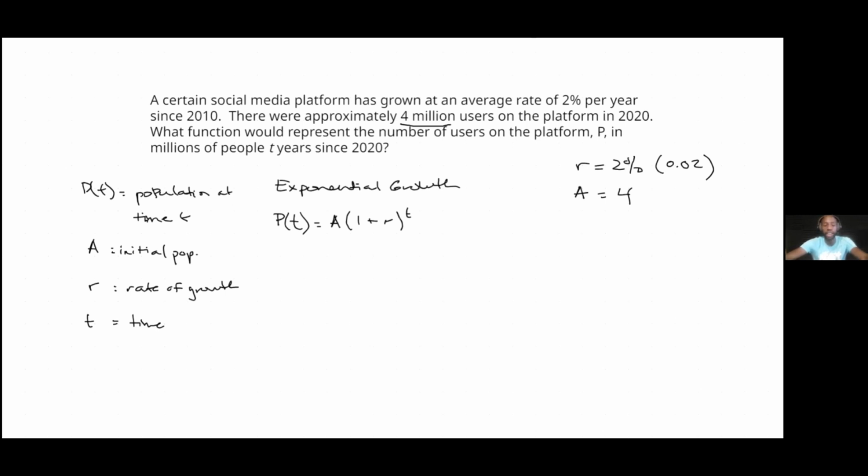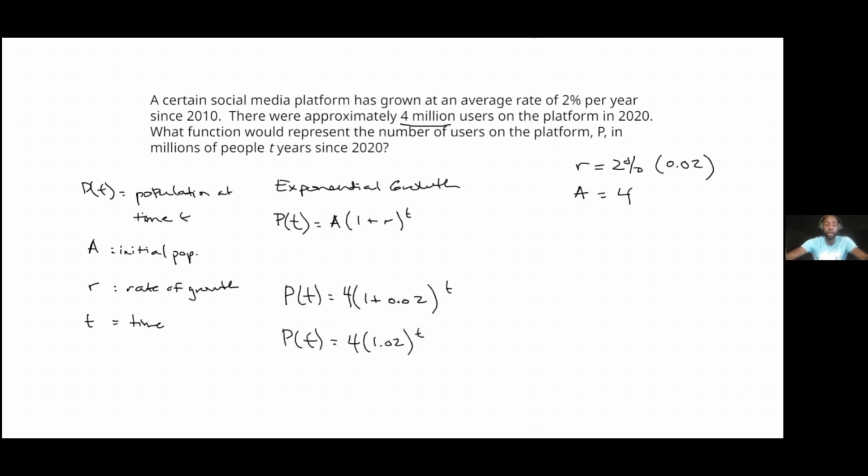Now, let's set it up. P of T equals 4 times (1 plus R) to the T. So P of T is equal to 4 times 1.02 to the T. And that is our final answer.